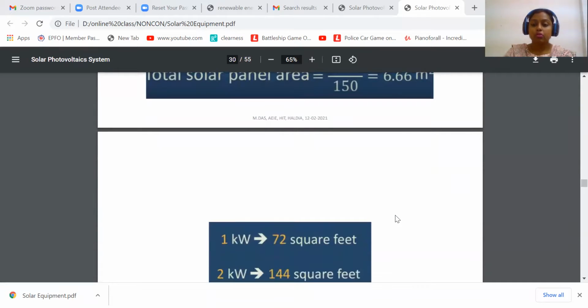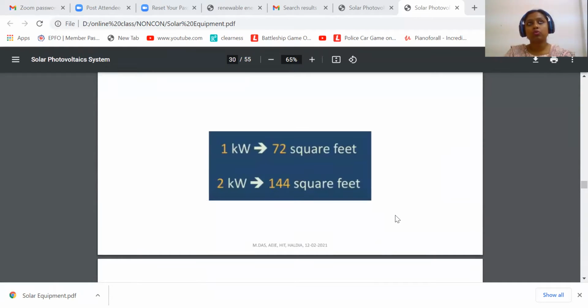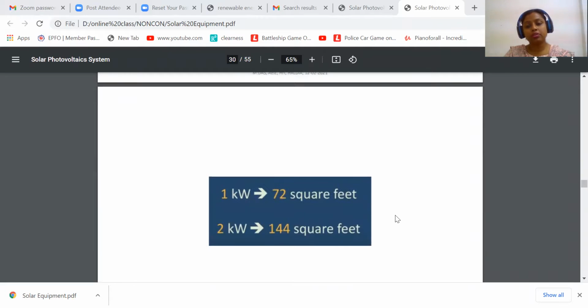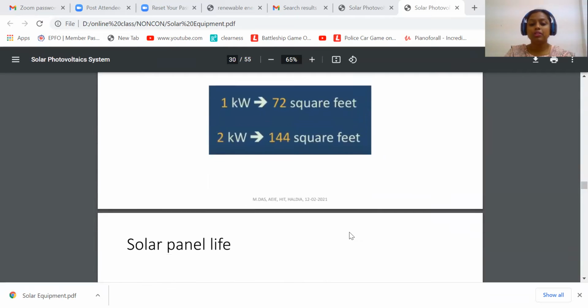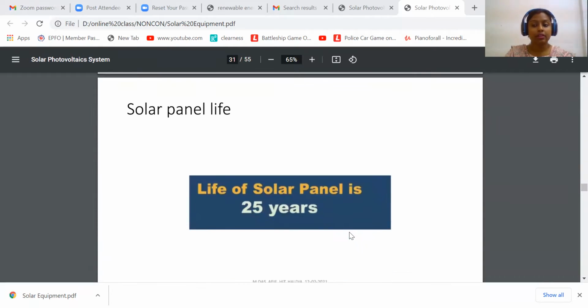So the area requirement is also a constant when installing solar panels onto the rooftop. So this comes to the area requirement of the rooftop. Generally, a 1 kilowatt panel will need 72 square feet of area, and 2 kilowatt will need 144 square feet of area. So according to the requirement, one will design the system onto their rooftop.